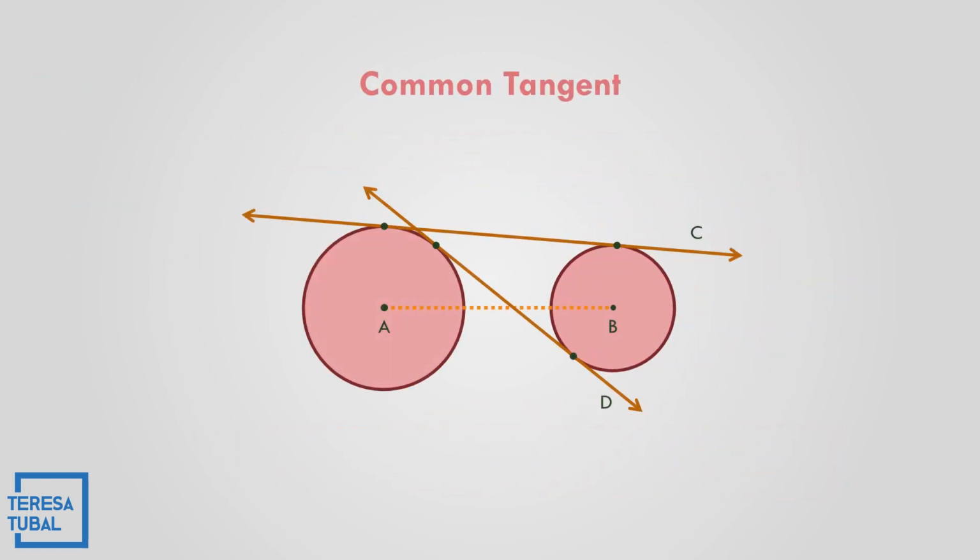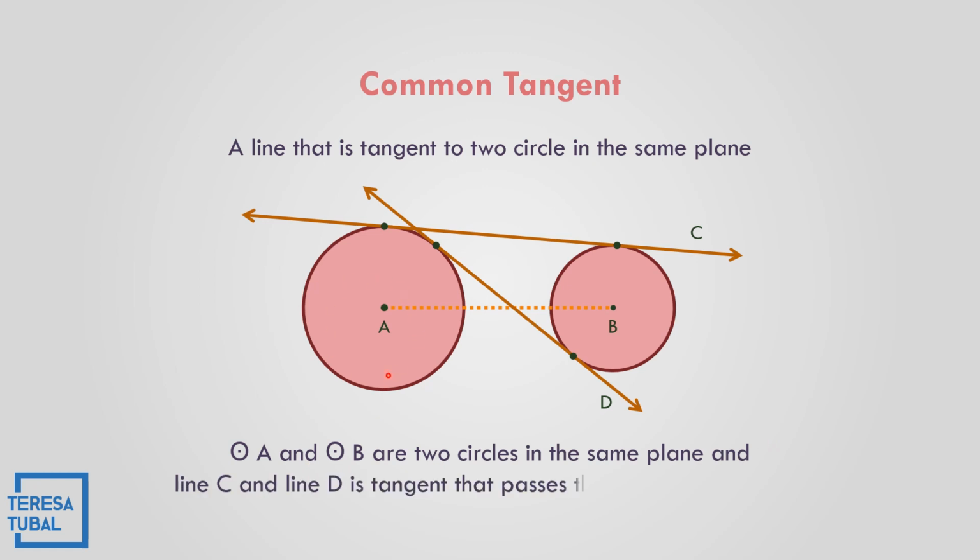What is a common tangent? A line that is tangent to two circles in the same plane. So this one is a tangent line, line C, and then line D is a tangent line. In circle A and circle B, that is two circles in the same plane. That is line C and line D, which pass through circle A and circle B.